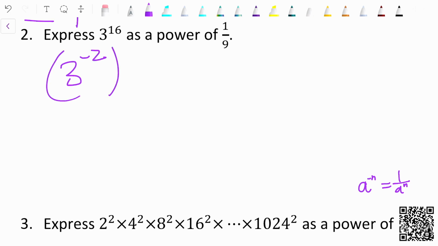So this would equal 3 to the power of negative 2, which would give you 1/9. And then it's following the same idea that if a to the power of n, in parentheses, to the power of m equals a to the power of n times m, we can use that same idea and use negative 8, because negative 2 times negative 8 is 16. So these two are equivalent. So this would equal 1/9 to the power of negative 8.